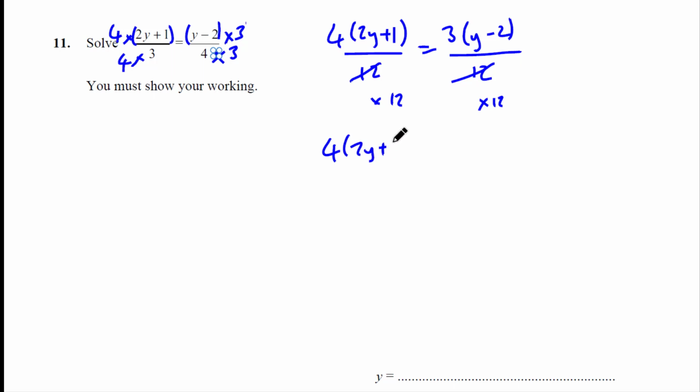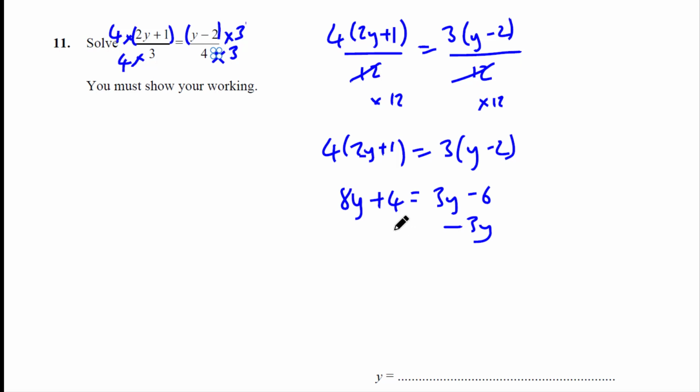So we get left with, equals, now we just need to expand that, so that's 8y plus 4 equals 3y minus 6, so just solve from here. So we get 5y plus 4 equals minus 6, minus the 4, minus the 4, 5y equals minus 10, and divide by 5 and divide by 5, so you know y is minus 2.